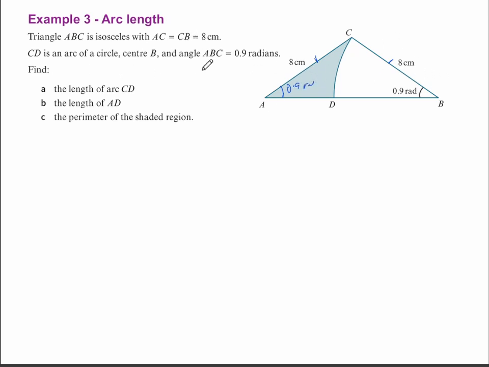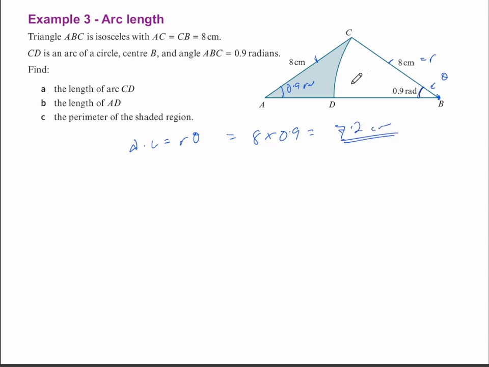CD is an arc of a circle. Center is B. That means this 8 is the radius, and the theta is 0.9. Find the length of the arc CD. So remember, arc length is just equal to r theta, which is just equal to 8 times 0.9, which is going to be 7.2 centimeters. That's going to be your arc length.